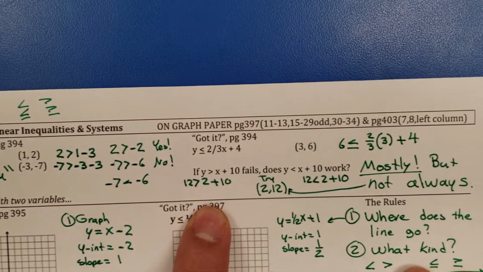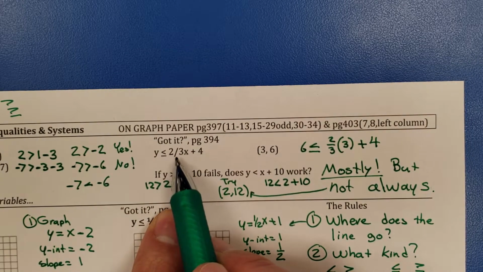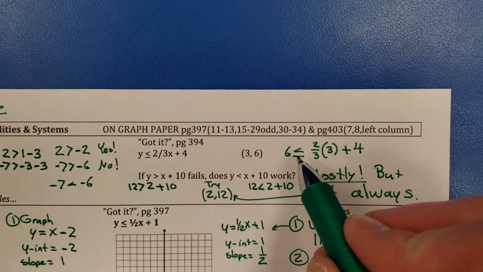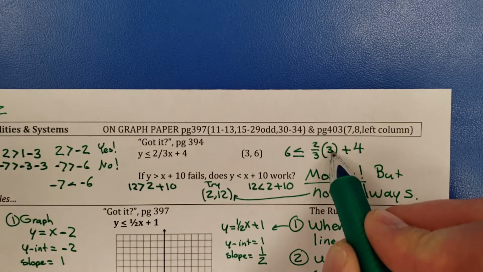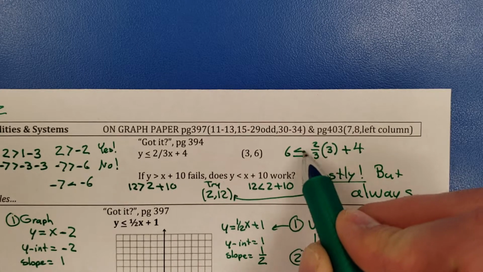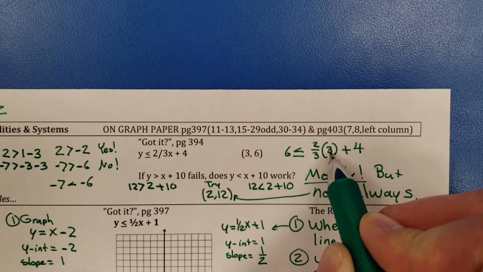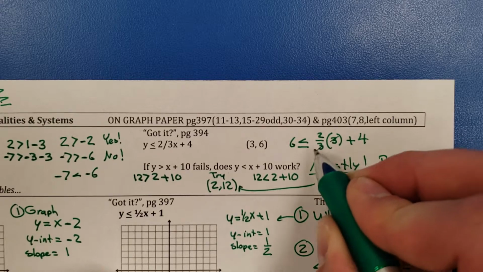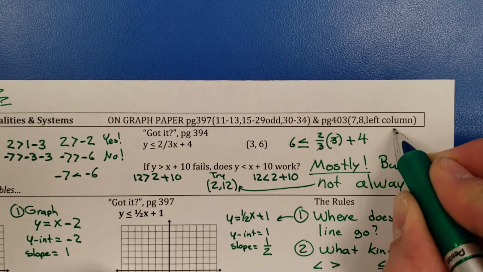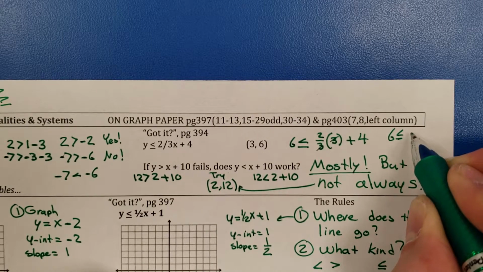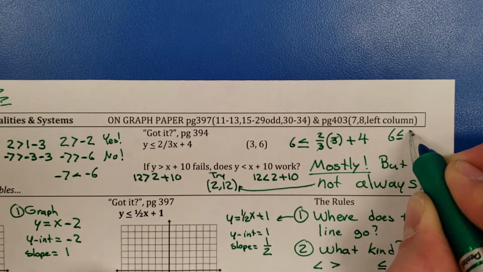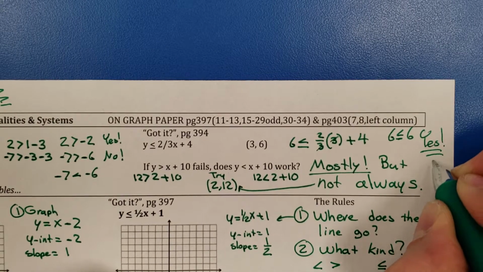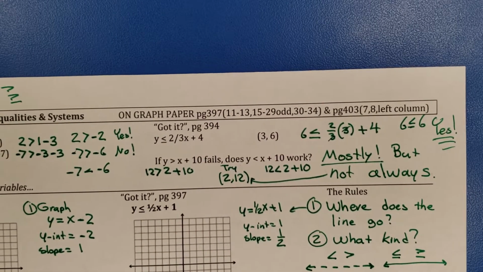So here's the got it question. They give you y is less than 2/3 x plus 4, and they want you to try 3 and 6. I already wrote it out here. So there's the y value, there's the x value. So 6 is going to be less than or equal to 2/3 times 3 plus 4. Let's see here, 2/3 times 3. The 3's basically cancel, and that's going to be 2 plus 4. So friends, is 6 less than or equal to, well, itself? The answer would be yes. It's less than or equal to, so it would be yes in that case.